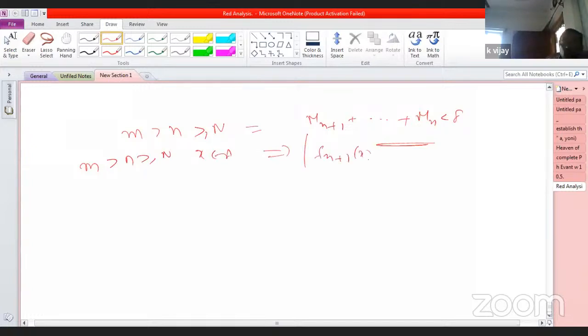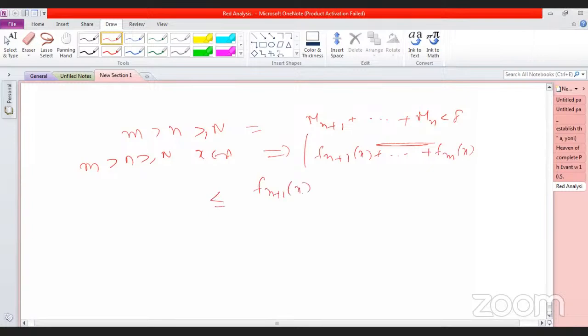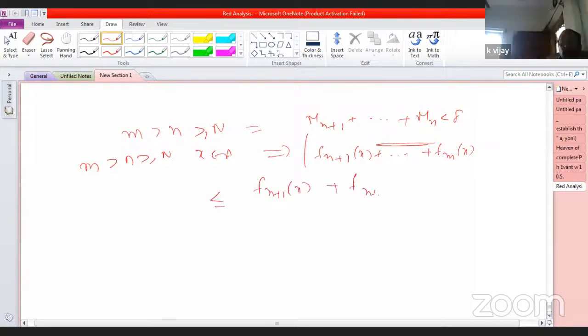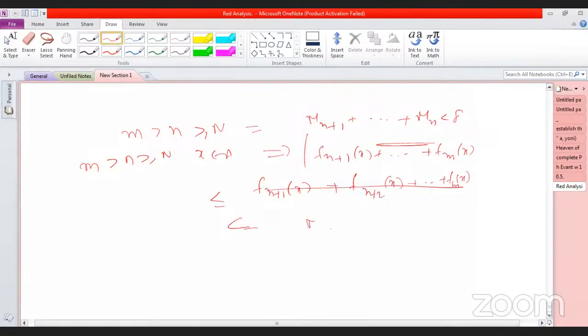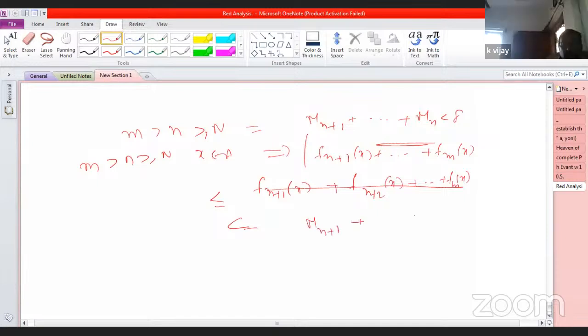The sum f of n plus 1 of x plus f of n plus 2 of x and so on, plus f of m of x, we can write as f of n plus 1 and so on plus f of m.